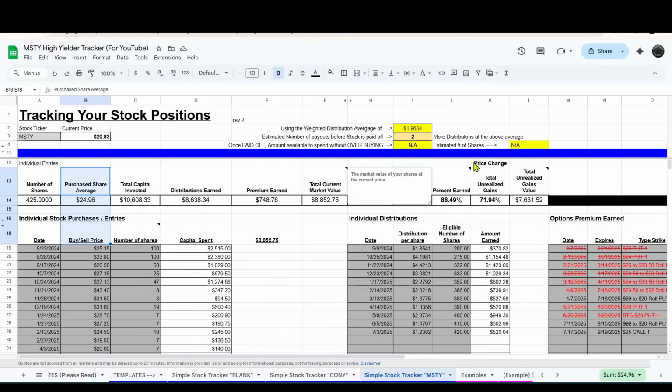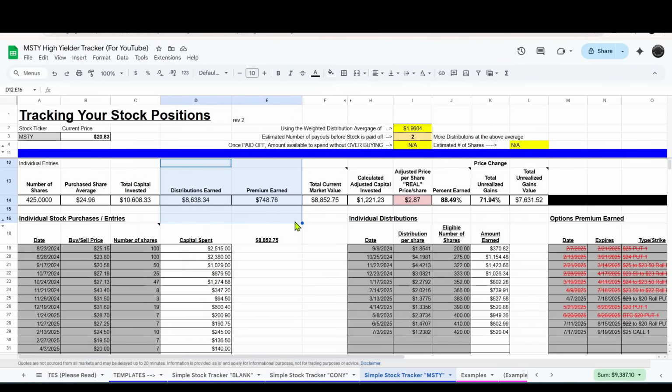It's just this one over here, that's my real price per share, because that takes into account my distributions that I've earned and the premium that I've earned, because that is money in my pocket. I did not roll this money.